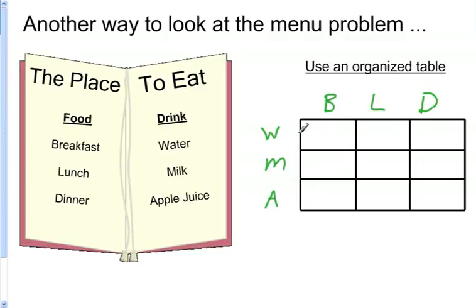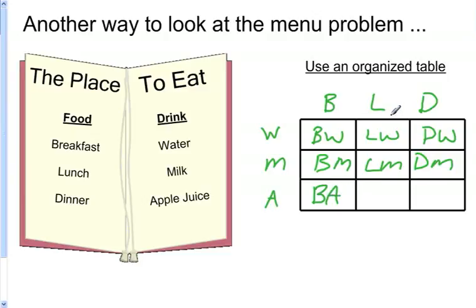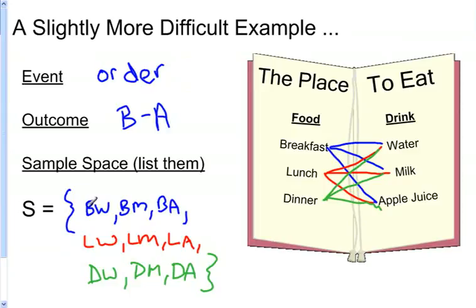Maybe I have breakfast with water, and here's my BW, breakfast with water. Maybe I have lunch with water. Maybe I have dinner with water. And I could basically fill out the rest of these. Breakfast with milk, lunch with milk, dinner with milk. And now I have breakfast with apple juice, lunch with apple juice, dinner with apple juice. And this is actually the same 9 outcomes that I had listed on the previous slide when I tried to do the little arrows pointing to help me come up with these 9 items.